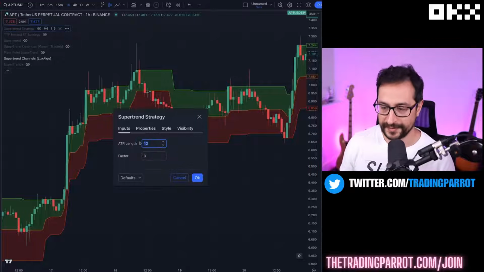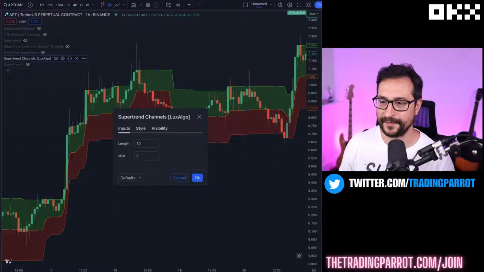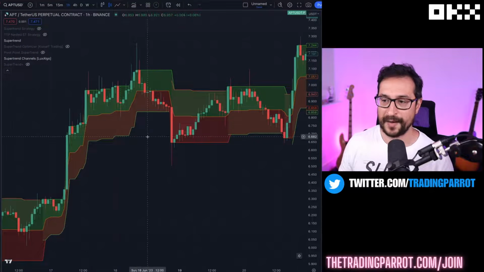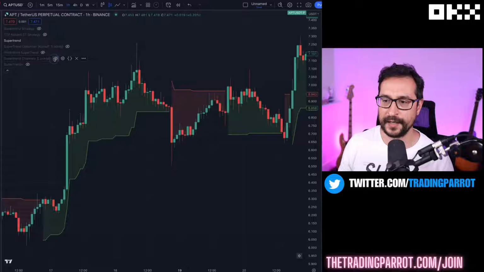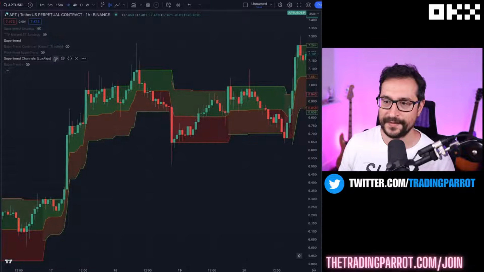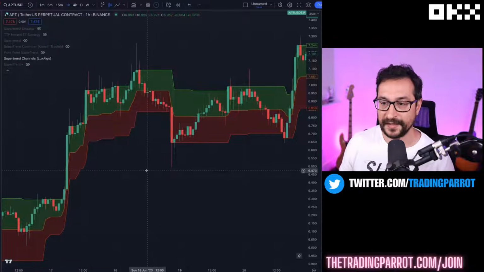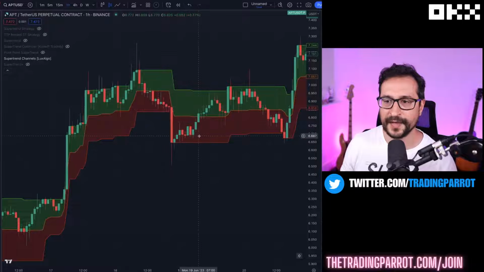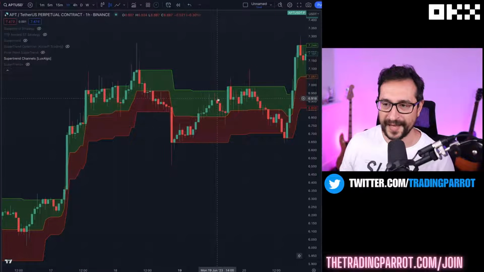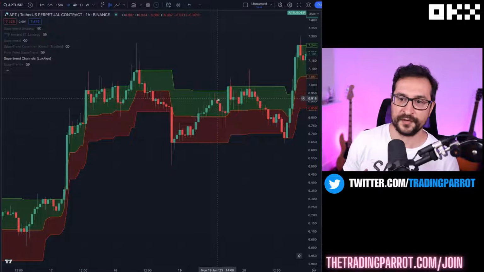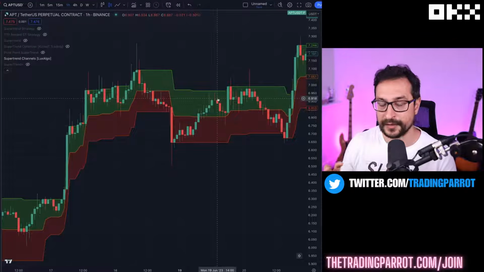So let's configure it in the same way. Let's put 3 and 10 here, and in LuxAlgo as well, 3 and 10. As you can see, now I'm overlapping both, and I'm going to hide LuxAlgo, and you're going to see that they're doing just the same. The main difference is that in the LuxAlgo version, they're not just placing the lines when the trend flips, but they're showing them at all times.